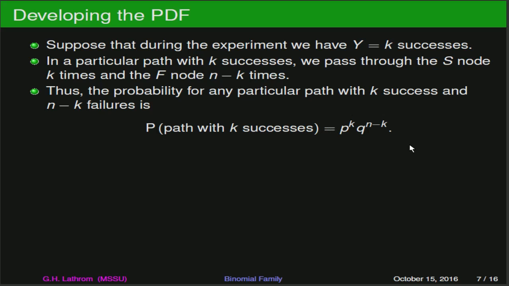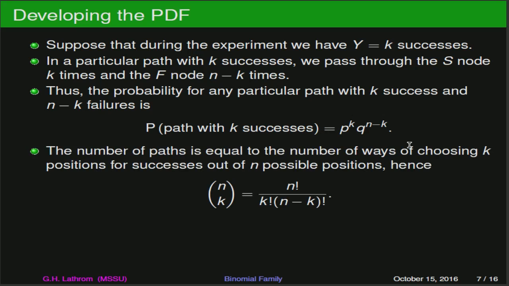Now the question is how many paths are we going to have in our tree? Well, the number of paths is going to be equal to the number of ways that we can choose k positions out of n possible positions. And that we are familiar with from our counting formulas from way back, and that gives us the binomial coefficients, n choose k. So just to remind you what that formula is, n choose k is going to be n factorial over k factorial times n minus k factorial.